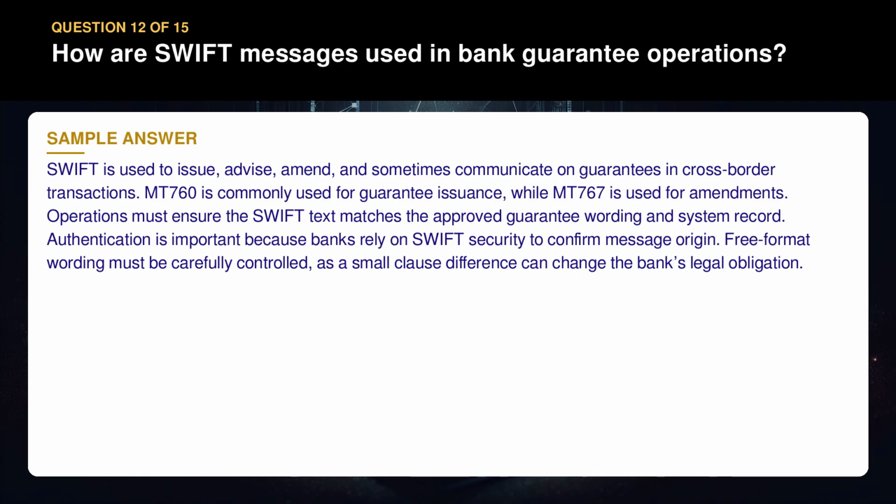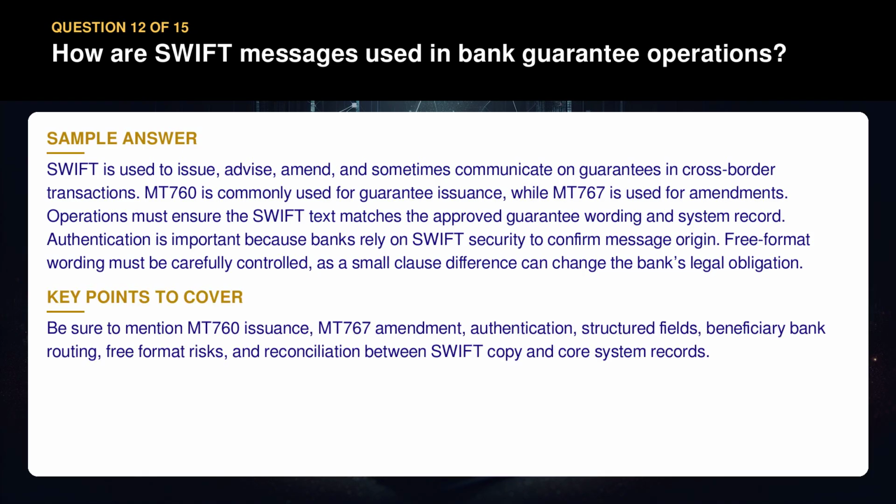Authentication is important because banks rely on SWIFT security to confirm message origin. Free format wording must be carefully controlled, as a small clause difference can change the bank's legal obligation. Be sure to mention MT-760 issuance, MT-767 amendment, authentication, structured fields, beneficiary bank routing, free format risks, and reconciliation between SWIFT copy and core system records.